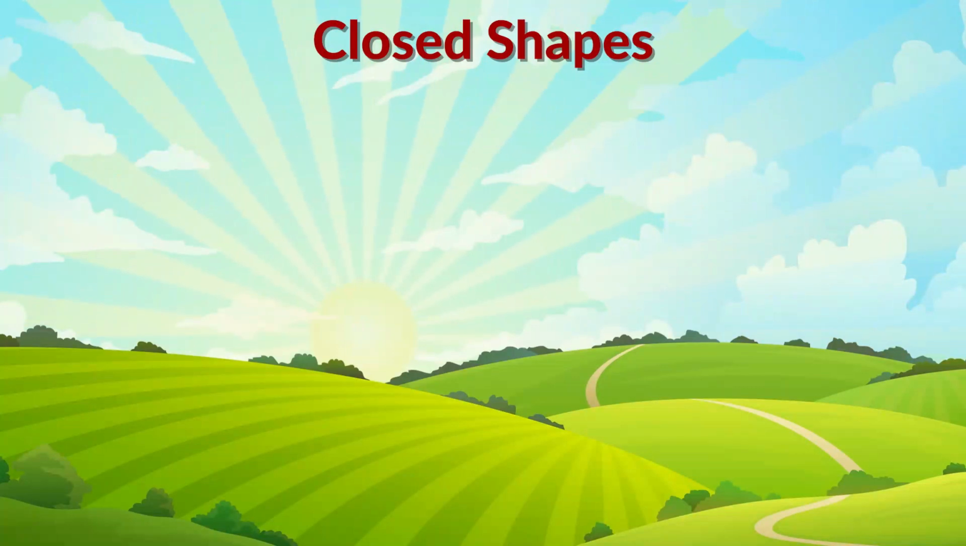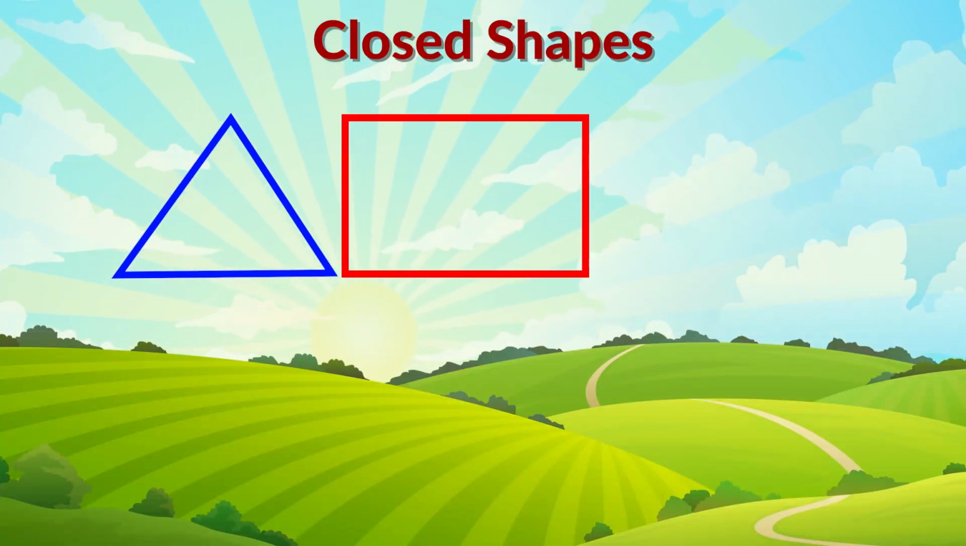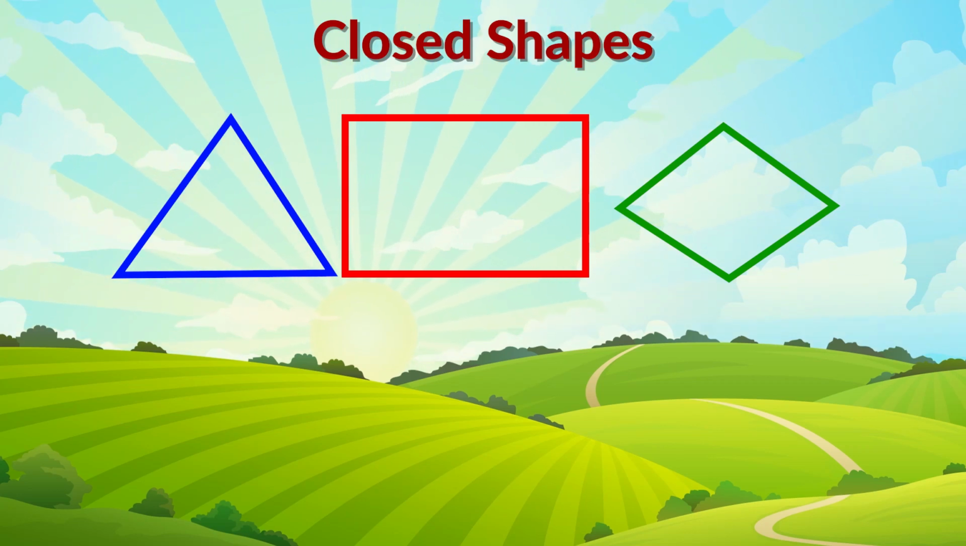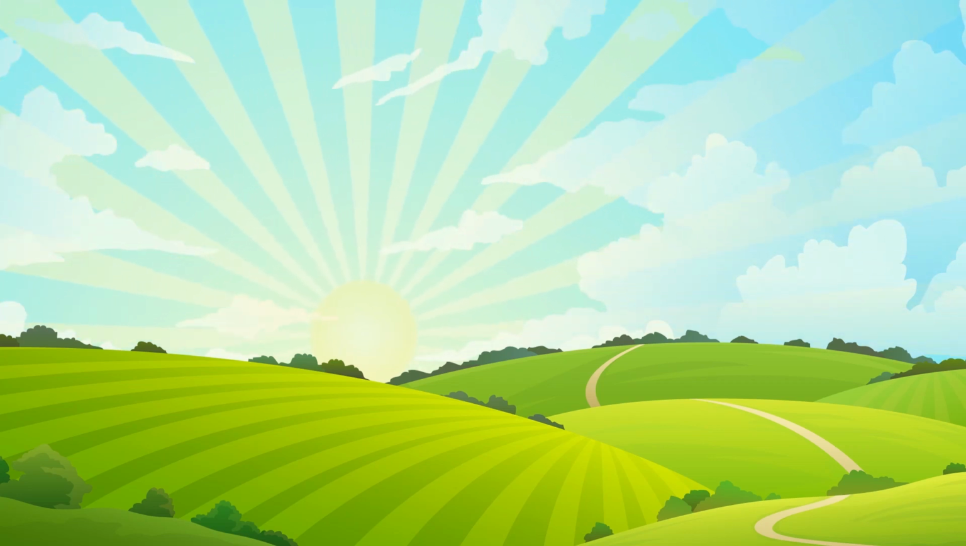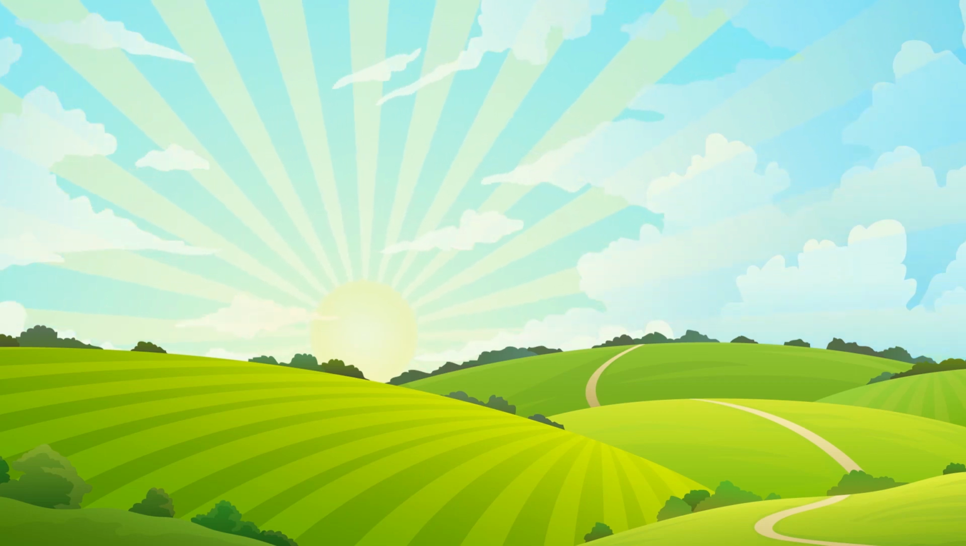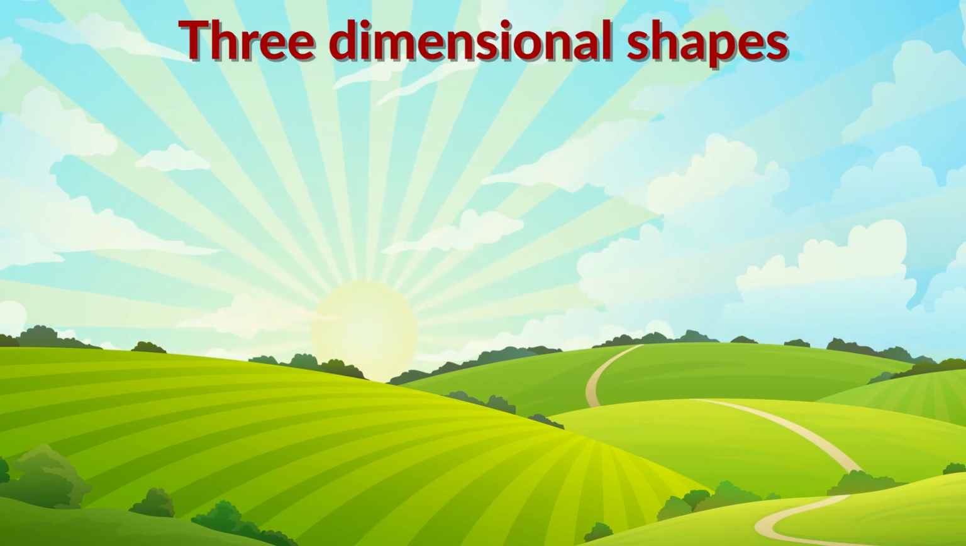Other examples of closed shapes include a triangle, a rectangle, a rhombus, etc. Now, answer this question. Moving on, let's learn more about three-dimensional shapes.